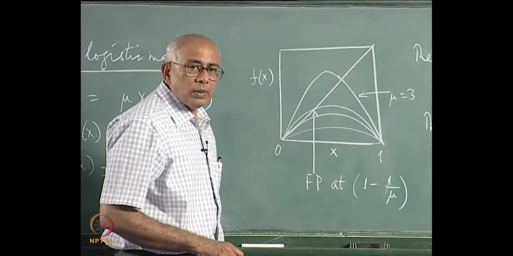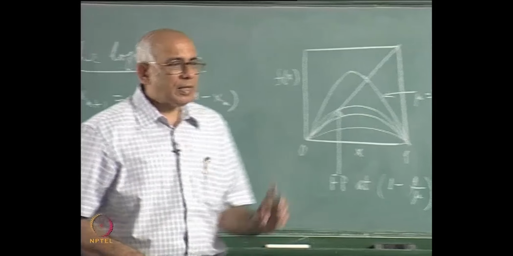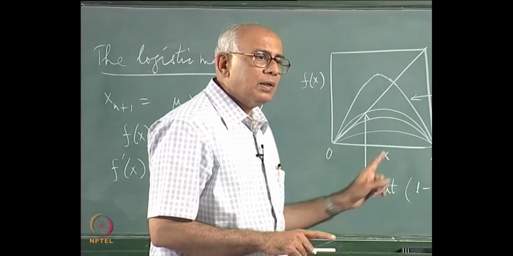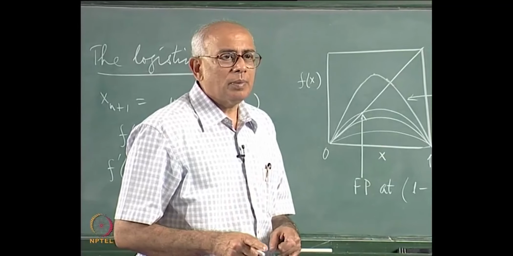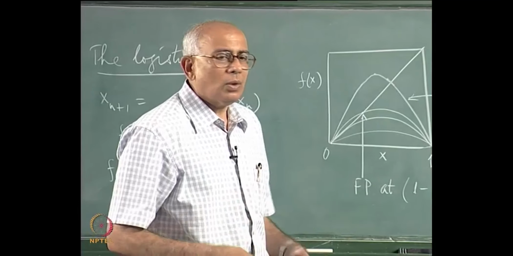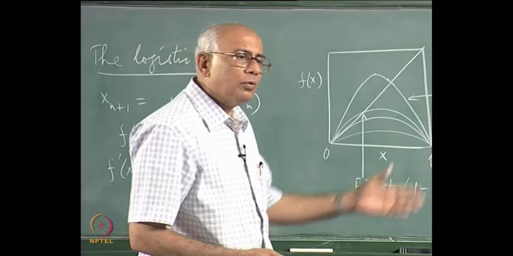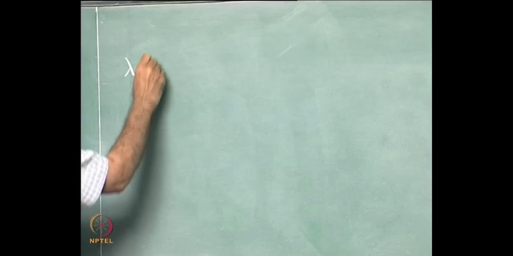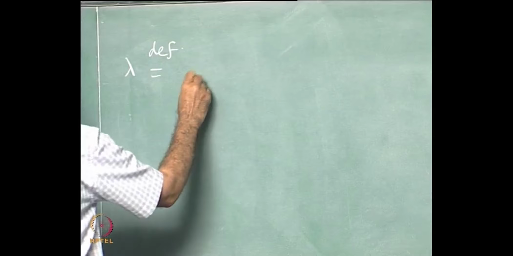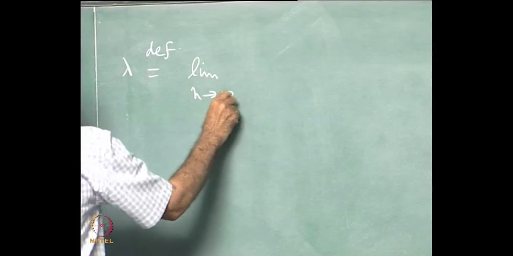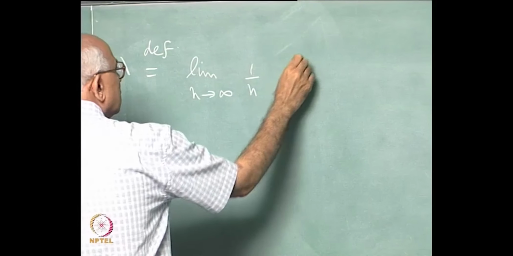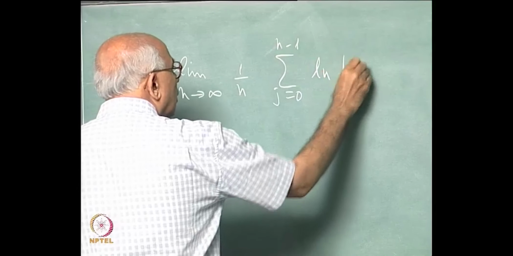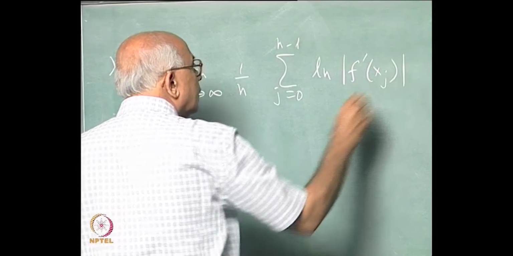In fact, we can start writing down the Lyapunov exponents now, because if you have a stable fixed point, then the Lyapunov exponent is simply the log of mod f prime at that fixed point, because if you wait long enough, all the iterates fall into this point, and therefore if you look at the definition of the Lyapunov exponent, which remember was equal to lambda by definition was equal to limit n tends to infinity 1 over n summation j equal to 0 to n minus 1 log mod f prime of the iterates xj.